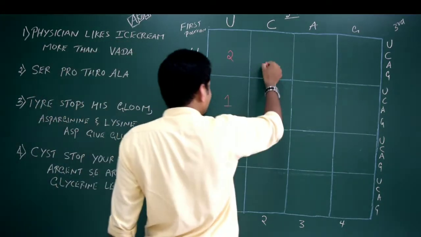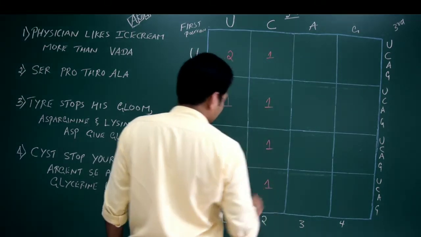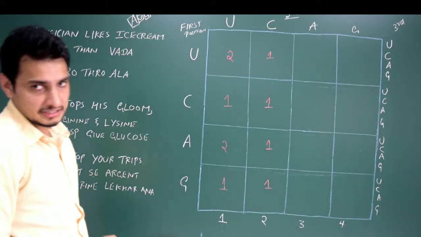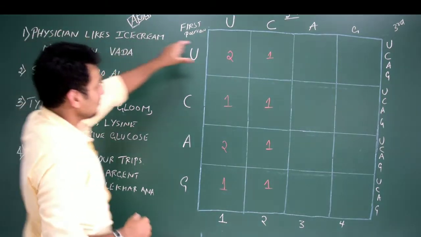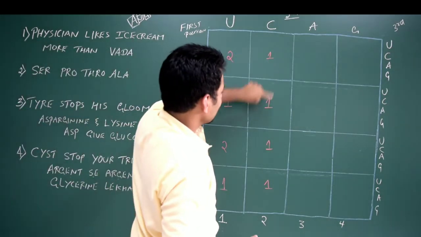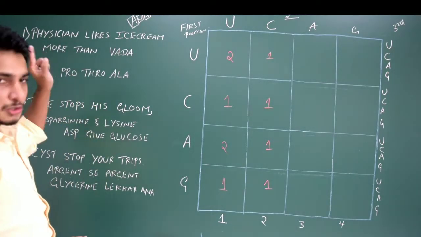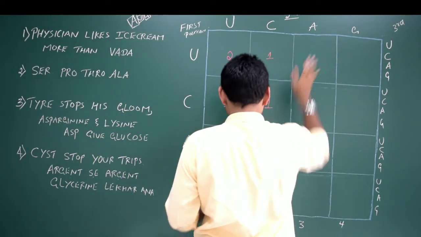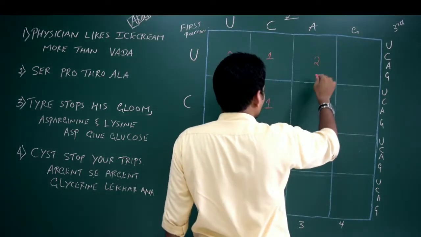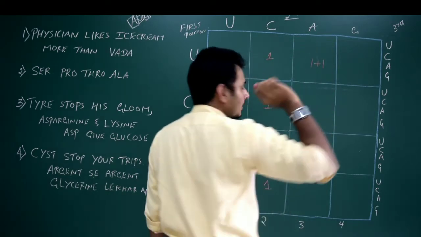If this is the second line, I am going to write 1, 1, 1, 1. You need to remember these numbers, and at the same time these 4 sentences. Each sentence is applicable to only one line. So, Sir pro throw Allah. Tire stops his gloom, like that. So that is here. What I am going to do is write 2, but instead of that, I am going to write 1 plus 1.